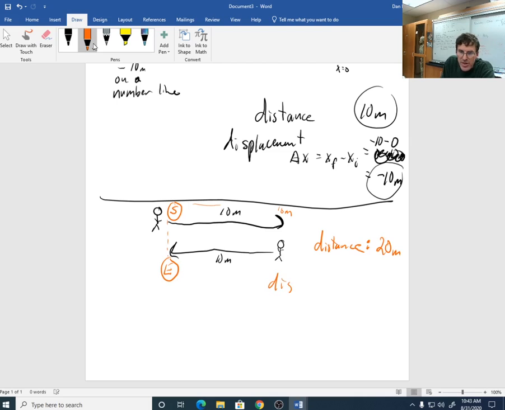How about the displacement? Well, remember, displacement is change of position. Oh, that's velocity, sorry. It's just change of position, so it's x final minus x initial. Where did we start? Well, this is 0 on the number line, right? We started at 0, and we ended at 0. Our displacement is 0 meters.